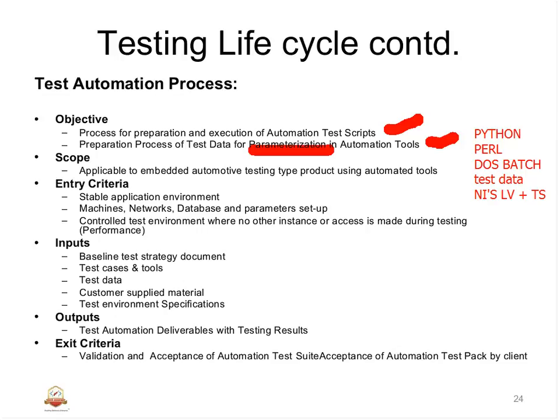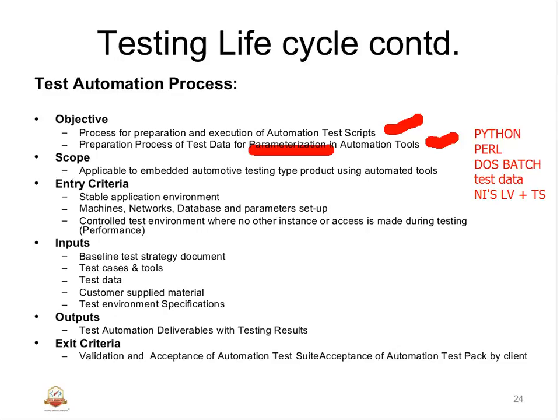The test environment is completely controlled with the help of this automation. There is no intervention in between when the execution is on. What are the inputs? Baseline test strategy. Again, the test strategy can identify what is the sort of automation and test data that will be used for automation execution, and those things will be defined in the strategy documents. So that is one of the inputs that should be baselined. Test cases and tools, test data, customer supplied material, test environment specification.